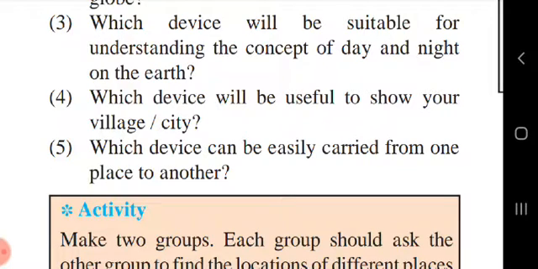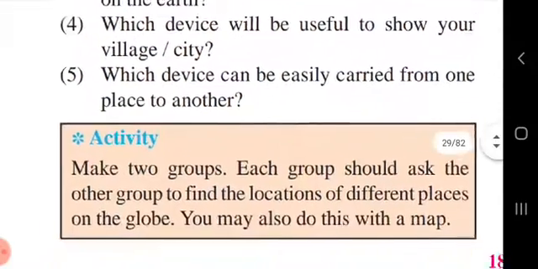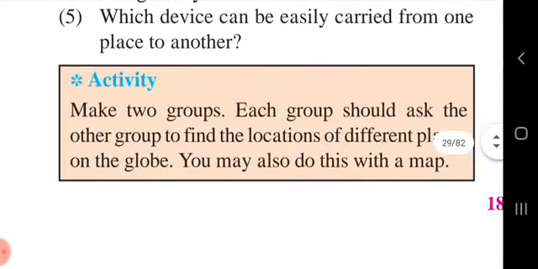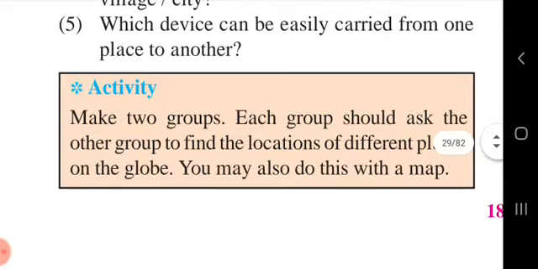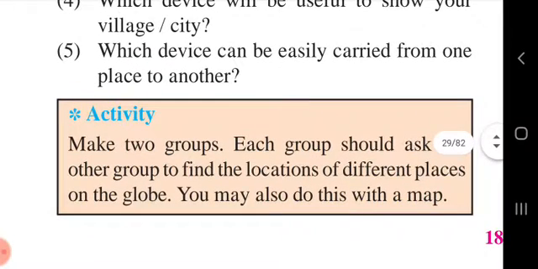So here next is activity. Make 2 groups. Each group should ask the other group to find the locations of different places on a globe. You may also do this with a map. You can sit together and you can do this.